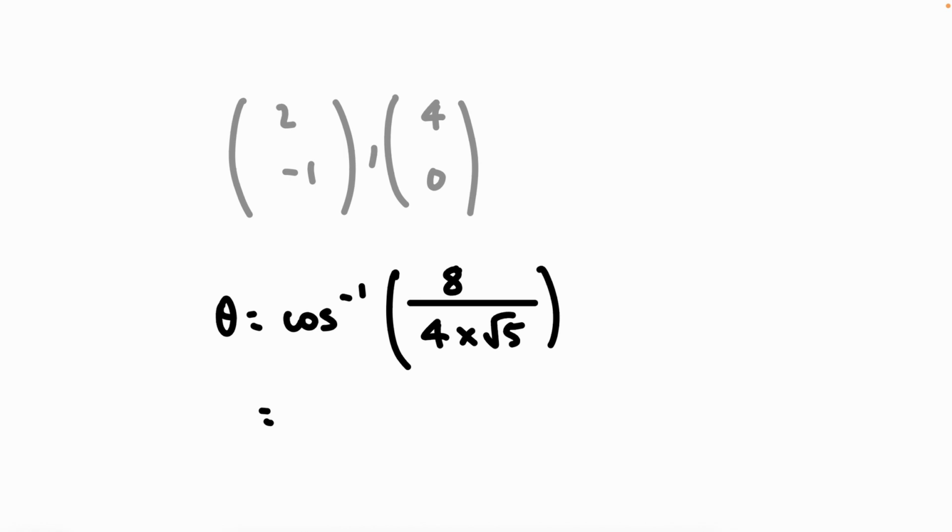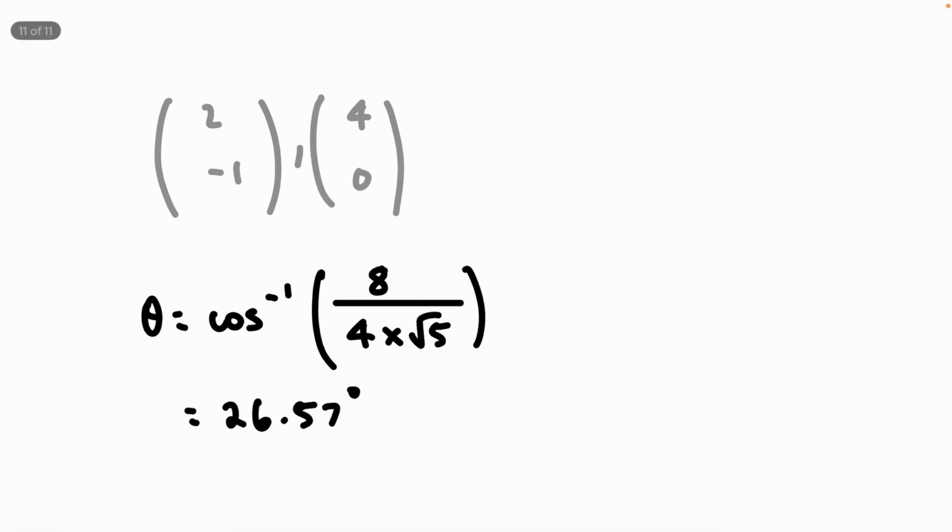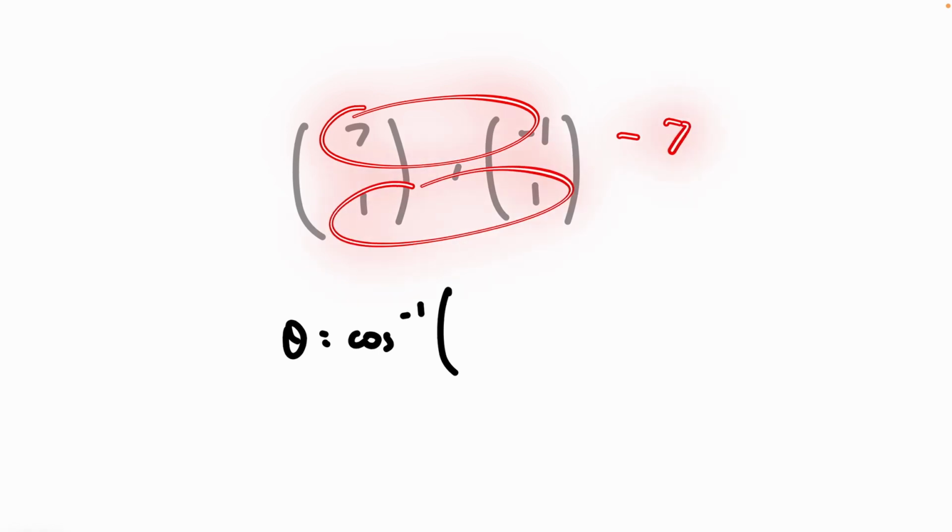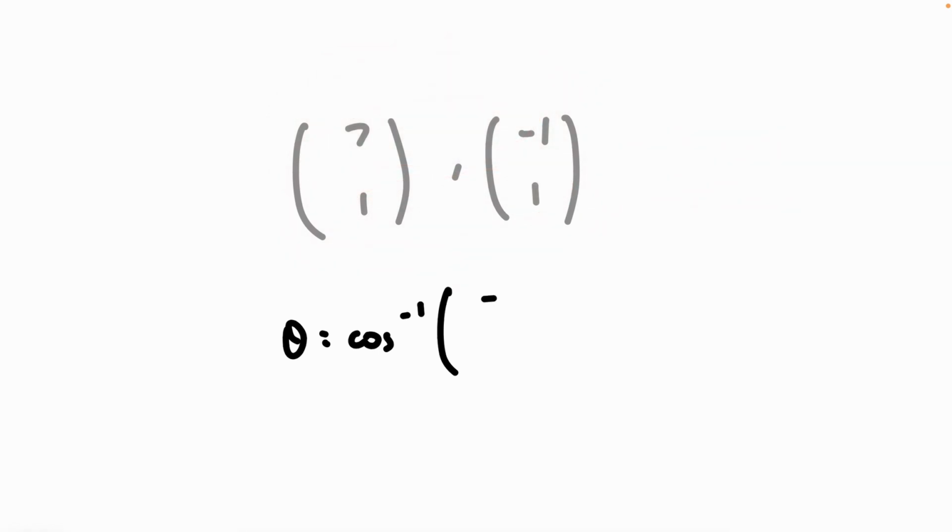that's the same as 26.57 degrees. And lucky last, this vector here. Okay, so theta is equal to cos inverse of the dot product between both these vectors, which is minus 7 and then plus 1. That's the same as minus 6, all over the magnitude of each of these.